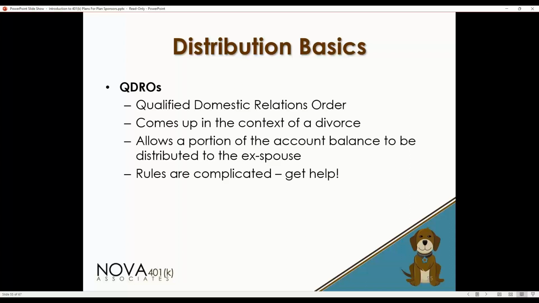There are certain items that need to be included in the domestic relations order in order to be qualified. And then once we determine that it's qualified, a portion of the account balance will be distributed to the ex-spouse. And again, because there are so many things that need to be included in the domestic relations order, the rules are complicated, and we want to make sure that it's completed correctly and the people involved get the correct balances. So if you just forward that over to us, we can review those.